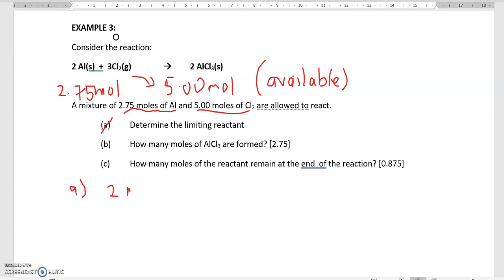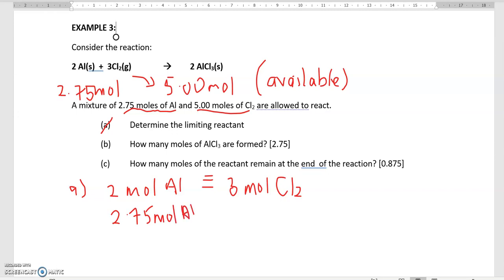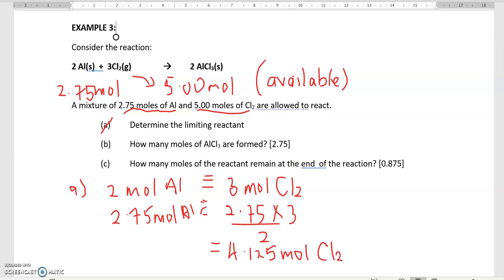If we have 2 mole aluminium reacted with the 3 mole of chlorine, so if we have 2.75 mole aluminium, it's equivalent to 2.75 times 3 over 2, so it's equal to 4.125 mole of chlorine. So we label this as needed.